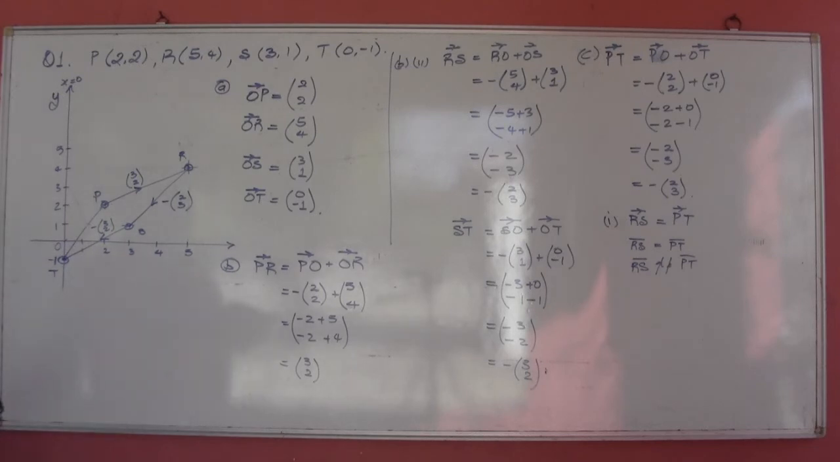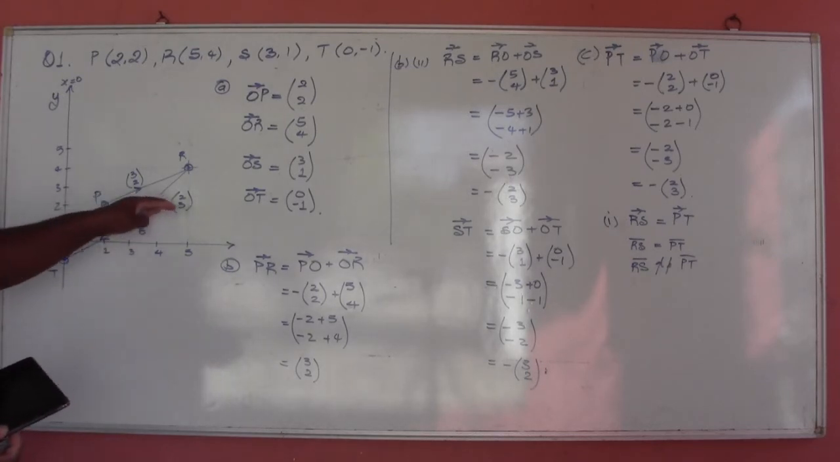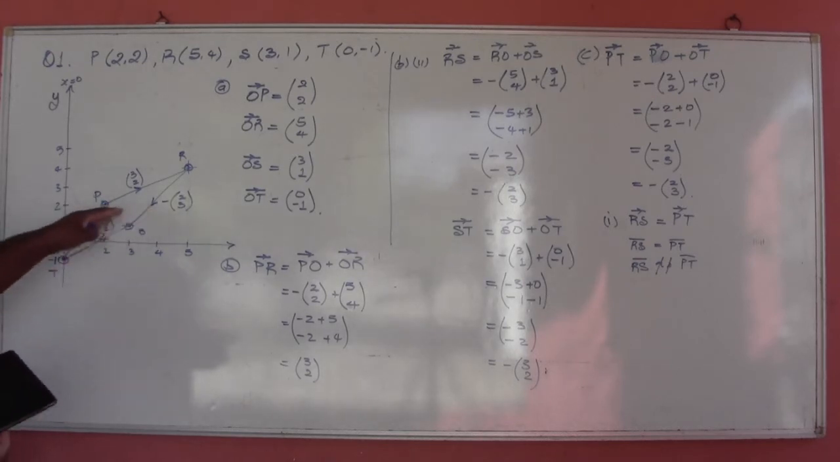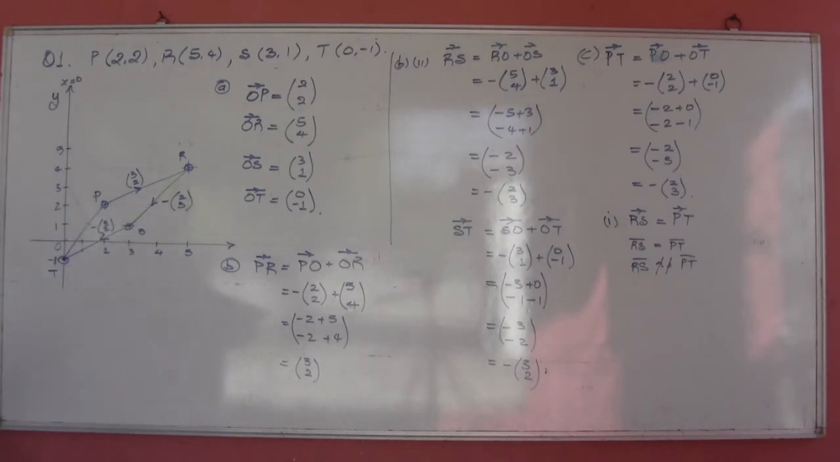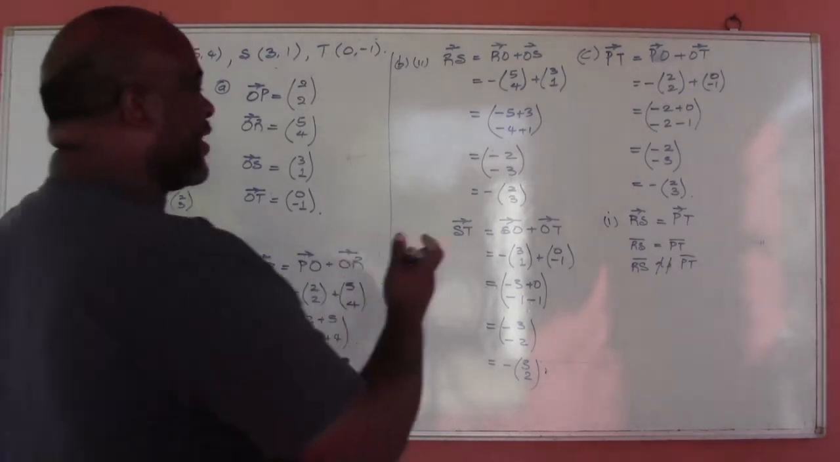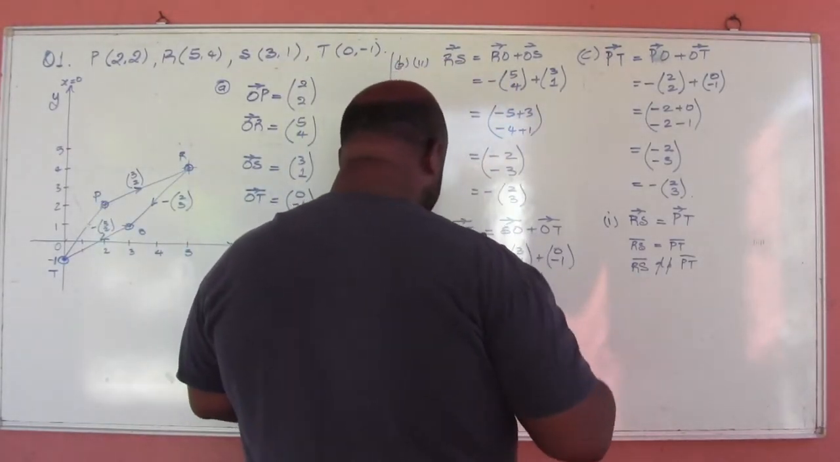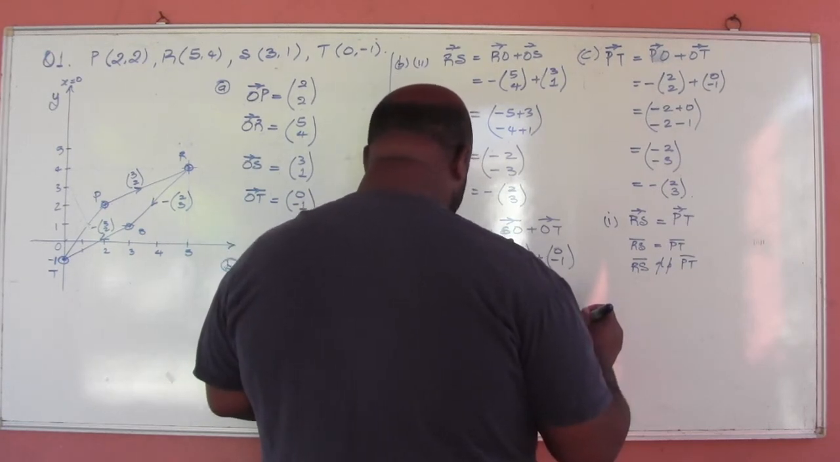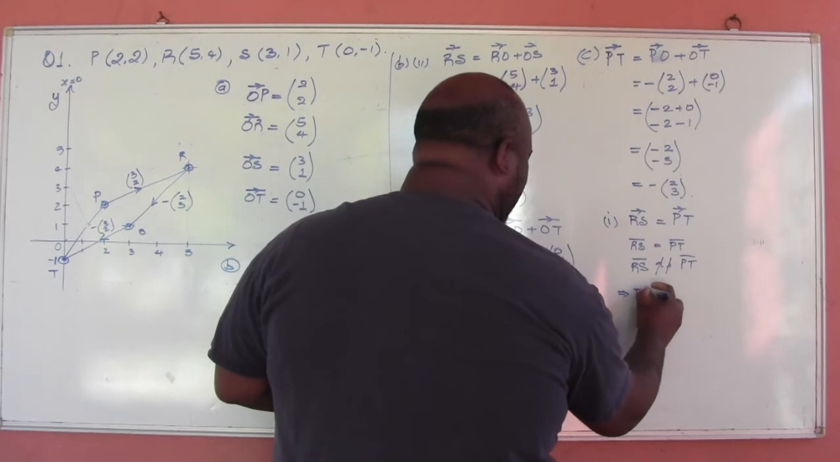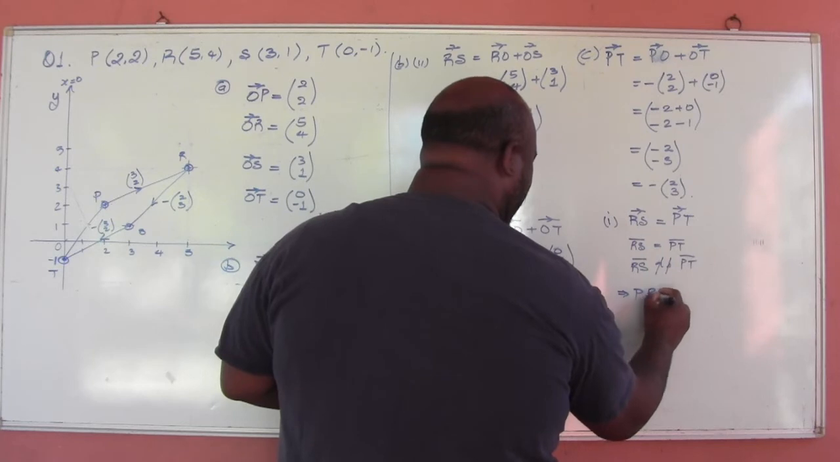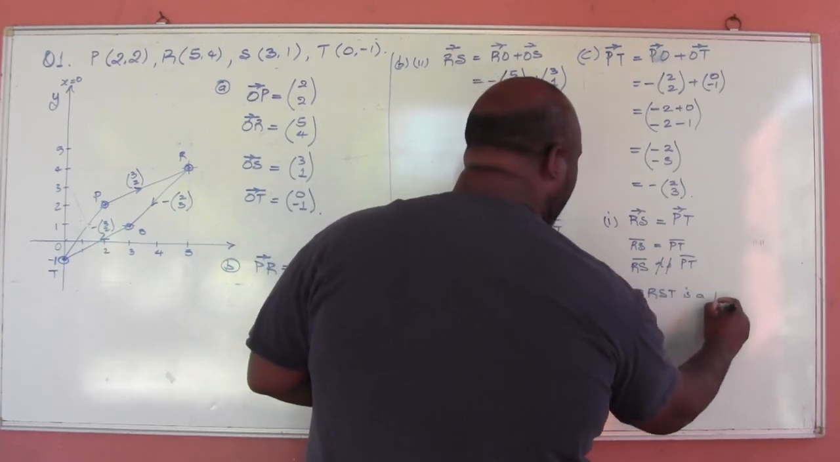Why are they equal in length? Because these two vectors are equal, meaning that they have the same magnitude and the same direction. If they have the same magnitude, the lengths of the two sides are equal. If they have the same direction, the two lines are parallel. And if the opposite sides are equal and parallel, therefore PRST is a parallelogram.